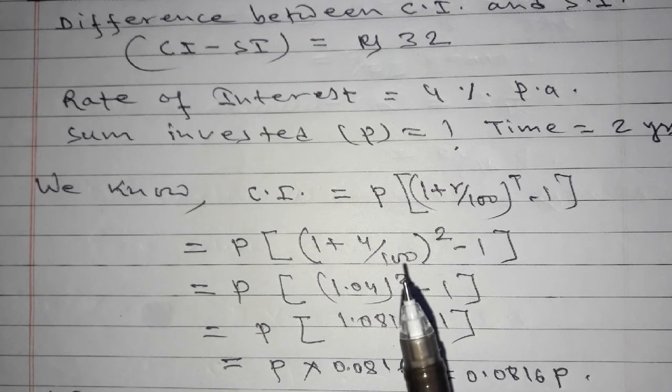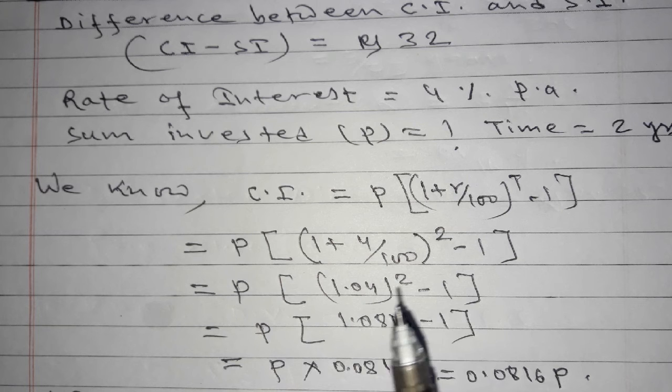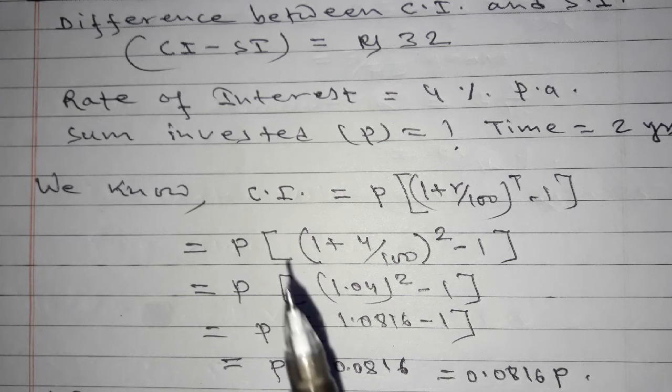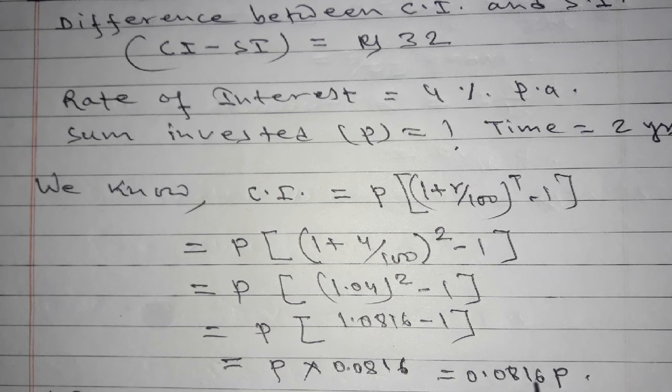4 by 100 is 0.04, and 1 plus 0.04 is 1.04, squared, minus 1. 1.04 squared is 1.0816, minus 1 gives 0.0816. P into 0.0816 is 0.0816P. So this is the value of CI, compound interest, in terms of P, the principal, because the value of P is unknown.